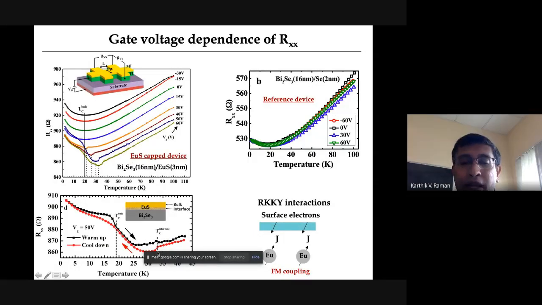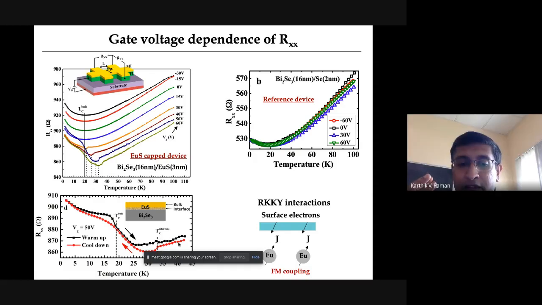No, so this primarily happens because if you look, the EuS material typically has a magnetic moment. So, let's say when you're cooling down, typically the moments, the domains of EuS are randomly oriented.